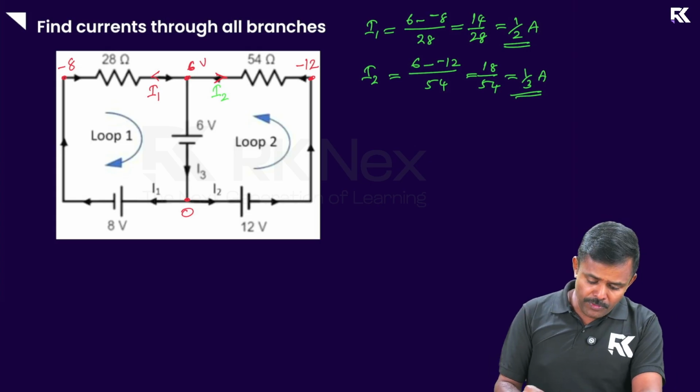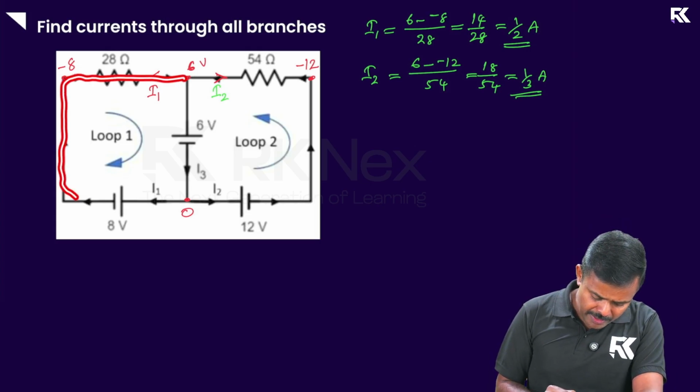Now see how the currents are flowing. Look at this. I1 flows this way.